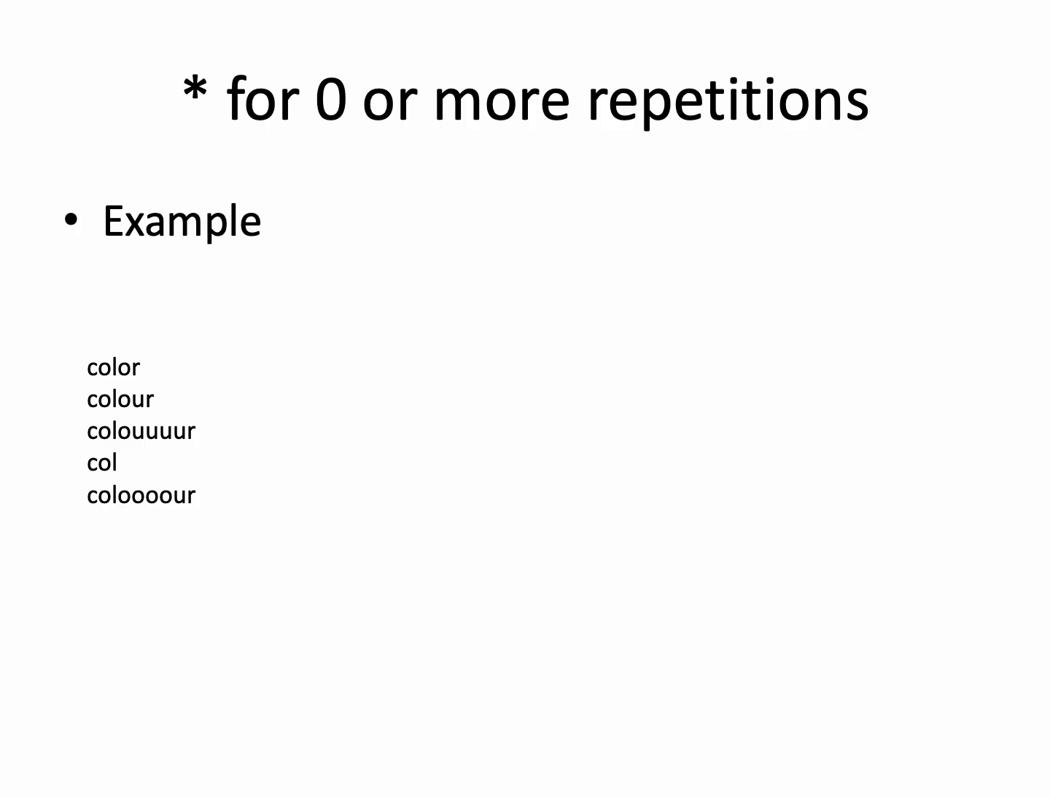Star means 0 or more repetitions. So for example, if I did grep colou*r, that means 0 or more repetitions of u. So looking at this example, I have color spelled without a u, colour spelled with a u, and colour with a bunch of u's. And so those last 2 that are not matching that pattern will disappear.